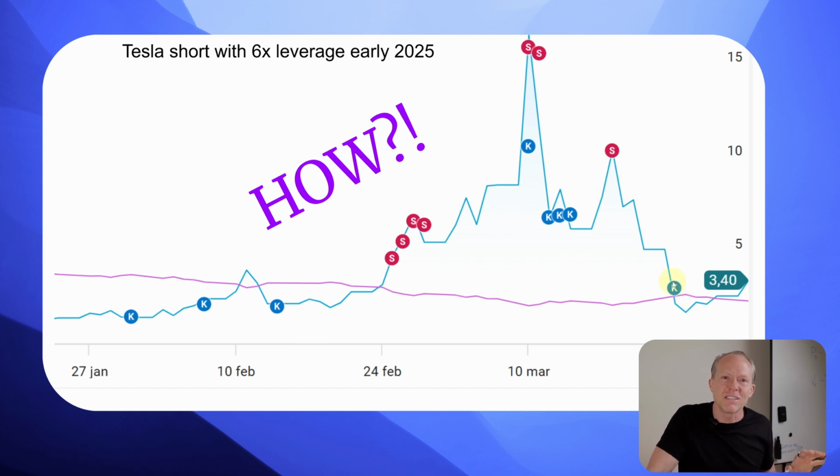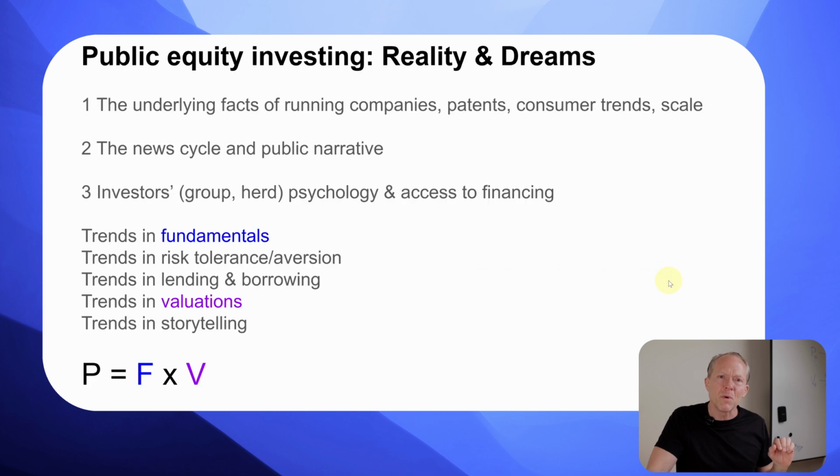So how is this even possible? Well, it really isn't, at least not using a fundamentals value-based model only. You have to also analyze what other investors are doing. You have to both use FA, fundamental analysis, and TA, technical analysis, in order to be able to do these things.